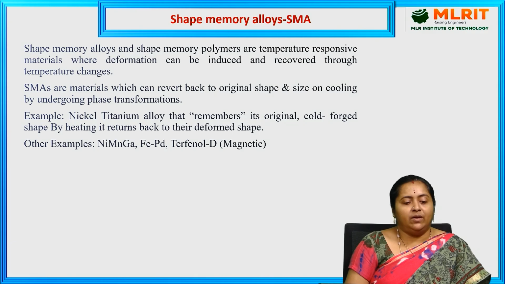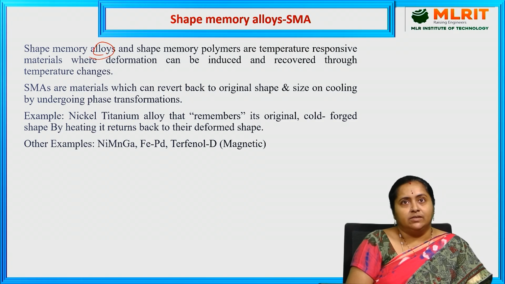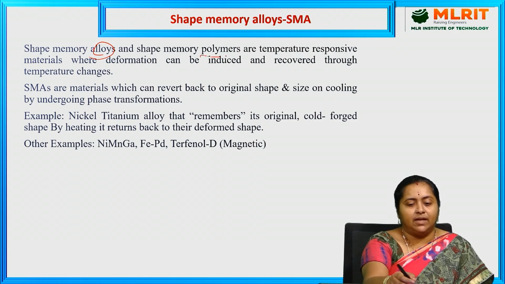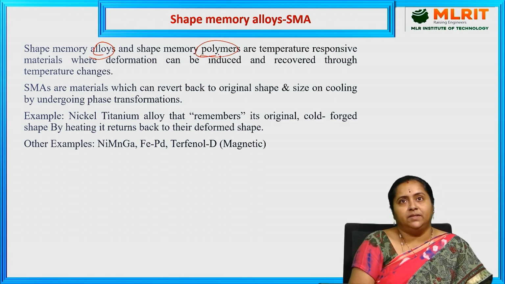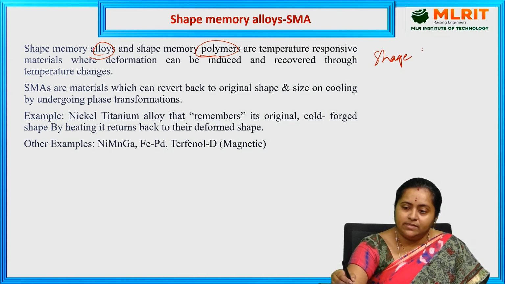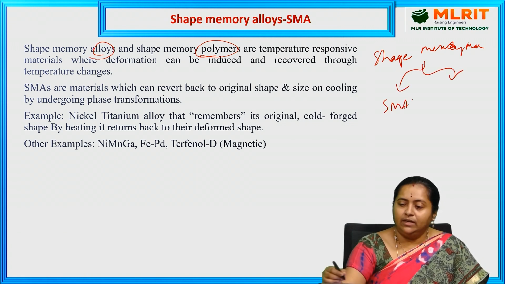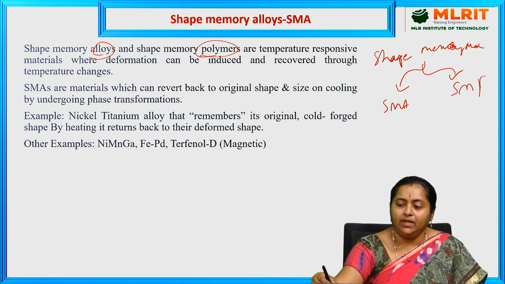Shape memory alloys, SMA, where alloy is nothing but a combination of various metals. Sometimes this kind of smart material can be polymers also. Generally we talk about shape memory smart materials, which may be of two categories. One is shape memory alloy, the other one is shape memory polymers.